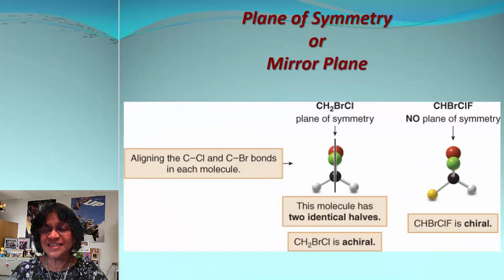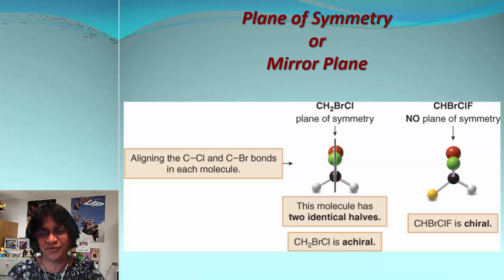Now, this is another example which I am showing you with the two different molecules which we talked about. This was CH2BrCl and this was CHBrClF. So over here, what happened was we could superimpose these. Look at that. There are two hydrogen atoms here because there is a plane of symmetry.